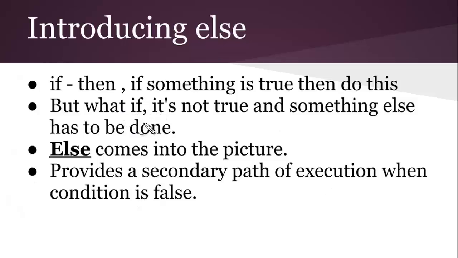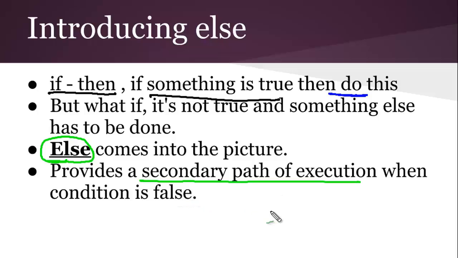Now you may ask, if says that if something is true, then do this. So if something is true, then do certain things. But what if it's not true and something else has to be done and some secondary path is required? So that's where else comes into the picture. So here is our else statement. This comes into the picture when you need a secondary path of execution. So when the condition is false and you want to do something, that's where else comes into the picture.